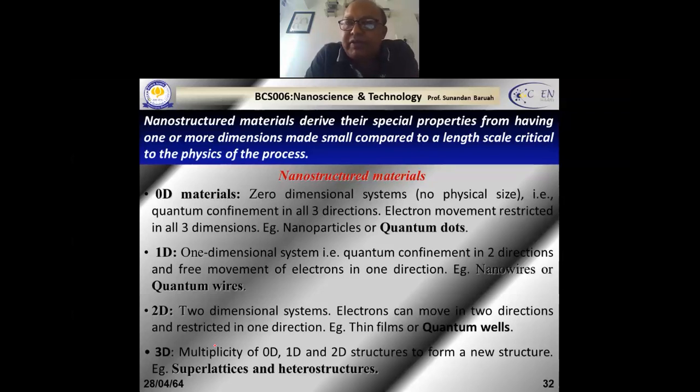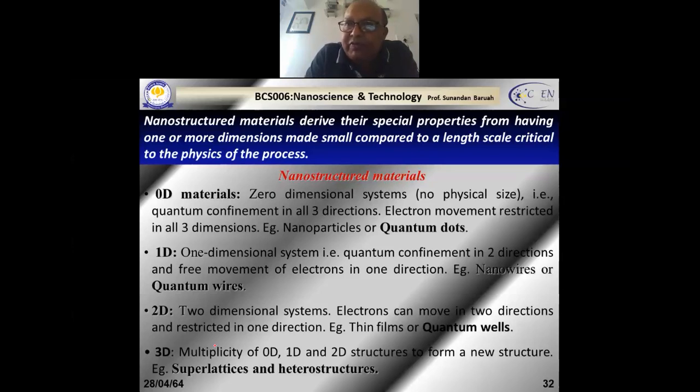Now, a typical example of a zero-dimensional material is a quantum dot. Okay, I'm sure you've heard this term quantum dot. These are basically nanoparticles. When the nanoparticle material is a semiconductor, we call it a quantum dot. So it's just a nanoparticle which is extremely small, and it's mostly spherical in shape. Then we say that is a zero-dimensional material.